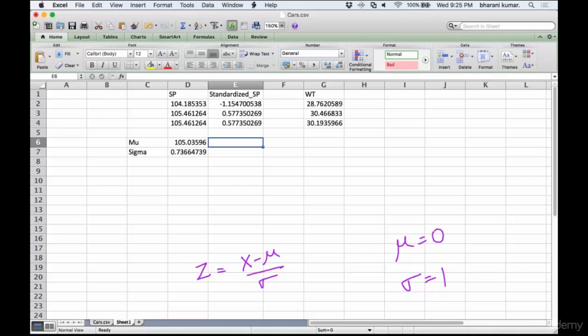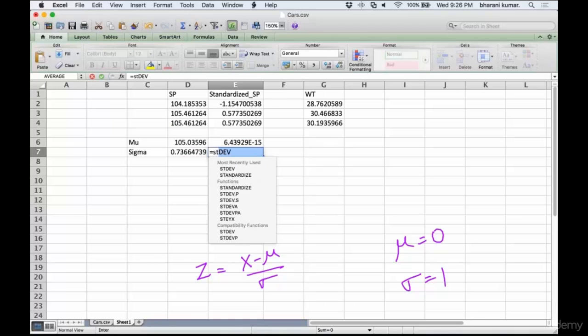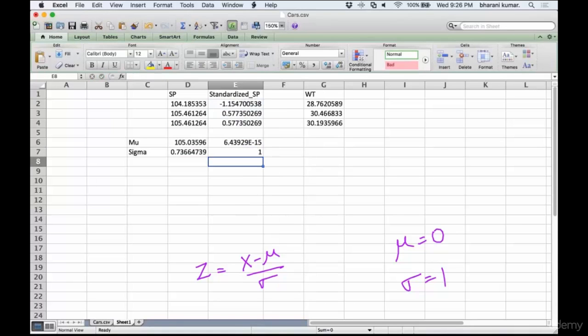Now if you calculate the average of the standardized data, you need to get a 0, and the standard deviation of these numbers should be equal to 1. If you are all wondering, hey, this is not 0, it should have been 0, then hold on to your horses, let me explain this.